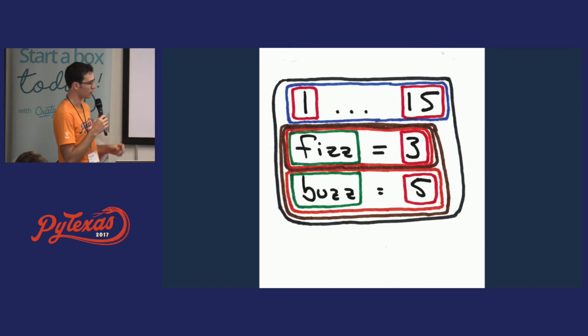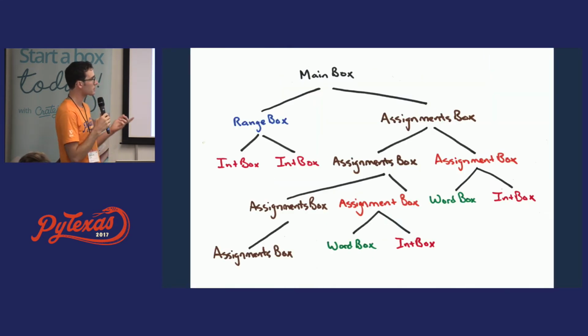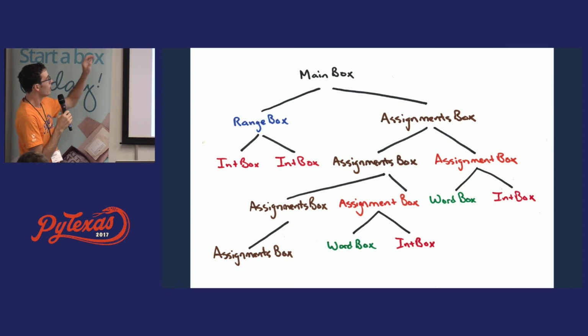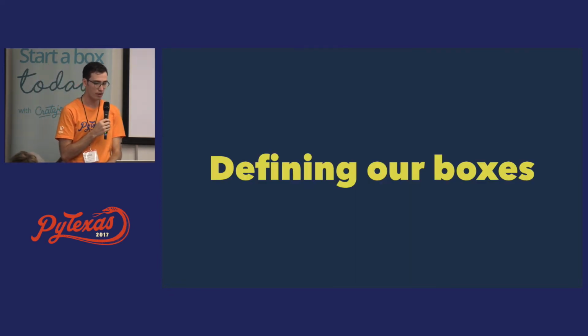And so all the boxes together looks kind of crazy like that. But you can sort of see this tree here, right, where main box must consist of a range box followed by assignments boxes. Assignments boxes consist of a single assignment and more assignments, and keeps going. And then a single assignment can have a word and an int. Range box has 2 integers. So we'll define our boxes.